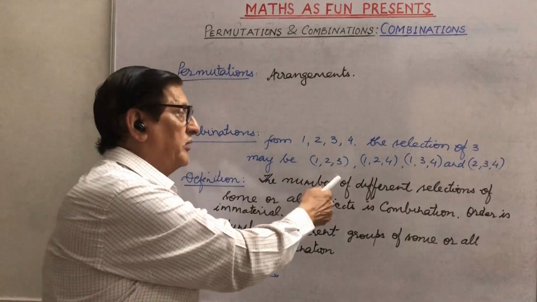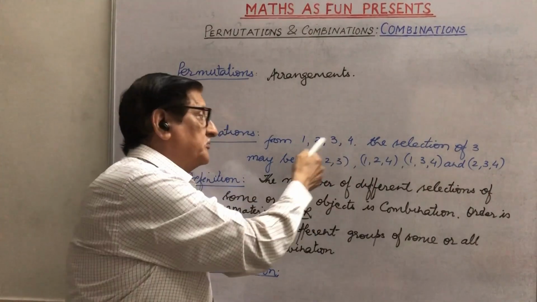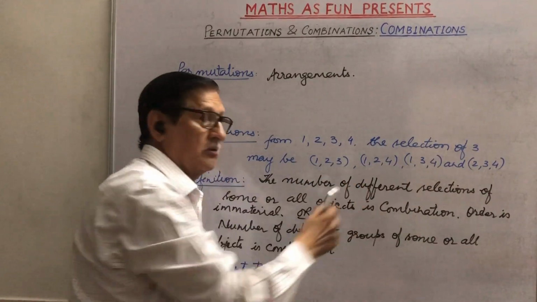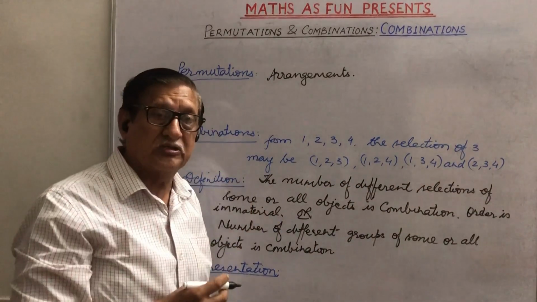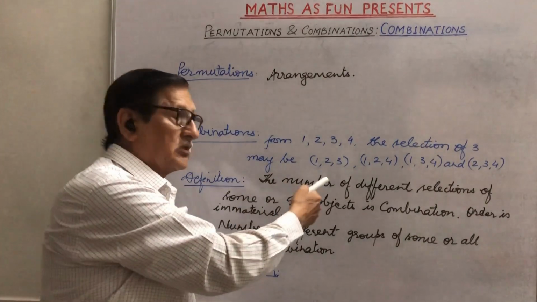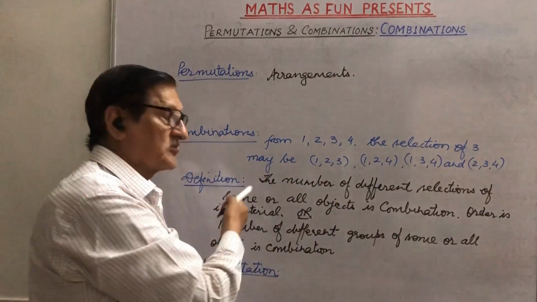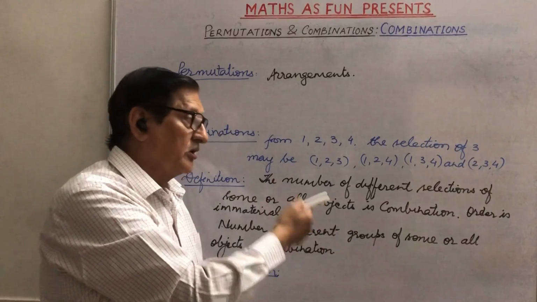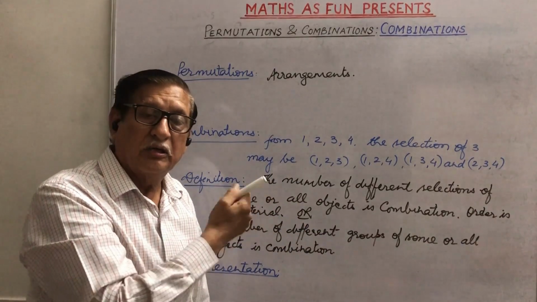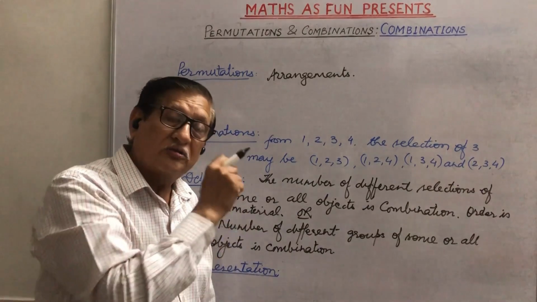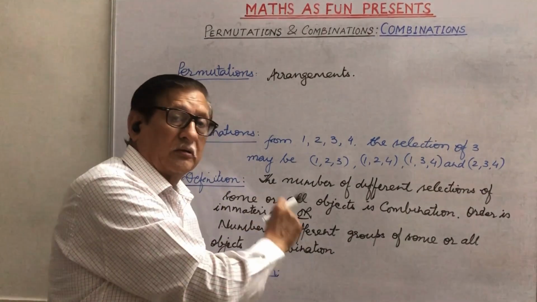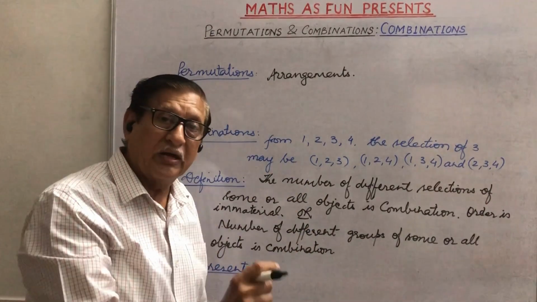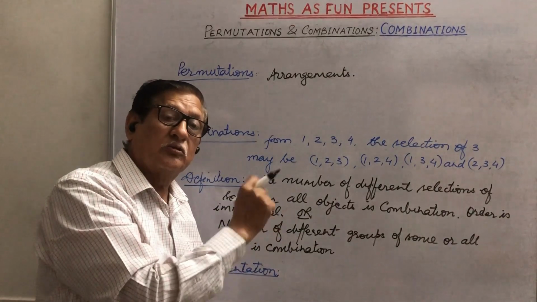Also we can say: how many different groups of three objects can be made from these four? So these are four groups we can make. It means we can define combination like this: the number of different selections of some or all objects is a combination, but here the order is immaterial. Or we can define it as how many different groups, taking some or all objects, can be made; that is combinations, and here also the order is immaterial.